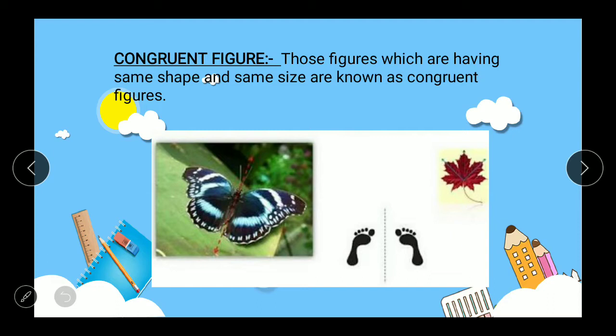Students, in this picture you can also see a pair of footprints and a leaf. Footprints are also exactly the same and they will also superimpose whenever they are put on each other. In the case of the leaf, every petal has a line of symmetry in the middle and the left and right portions of the leaf are exactly the same in shape and size, hence they are also congruent.